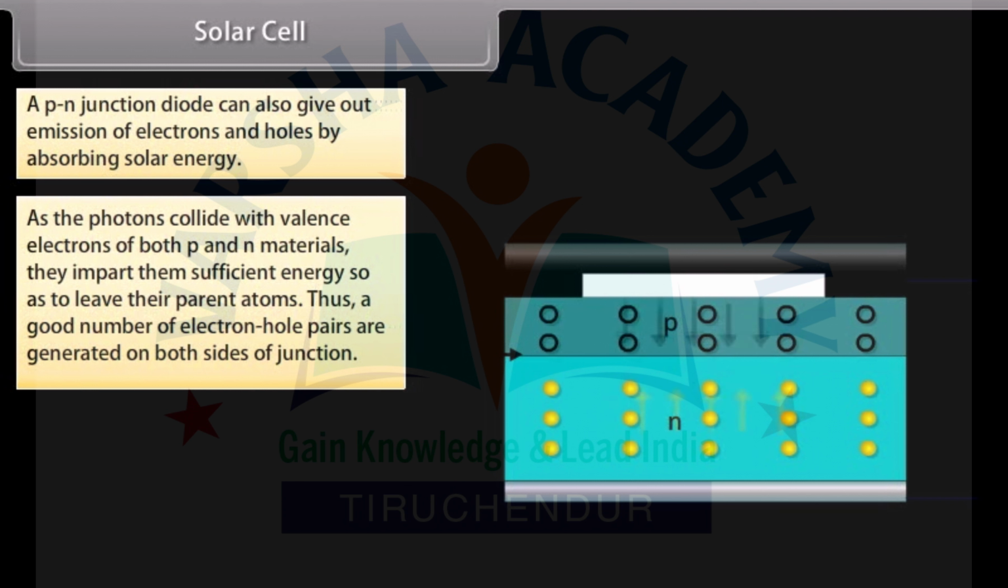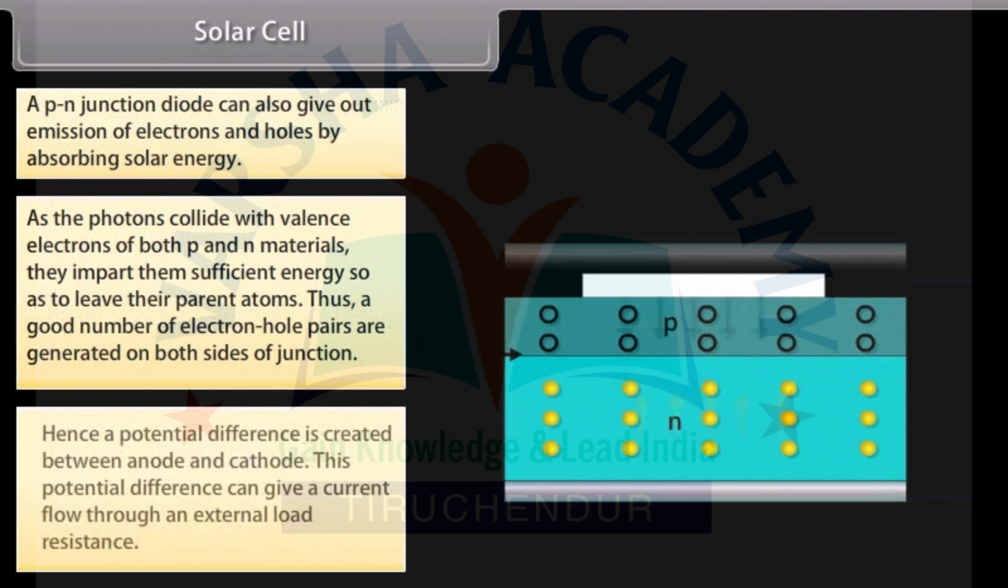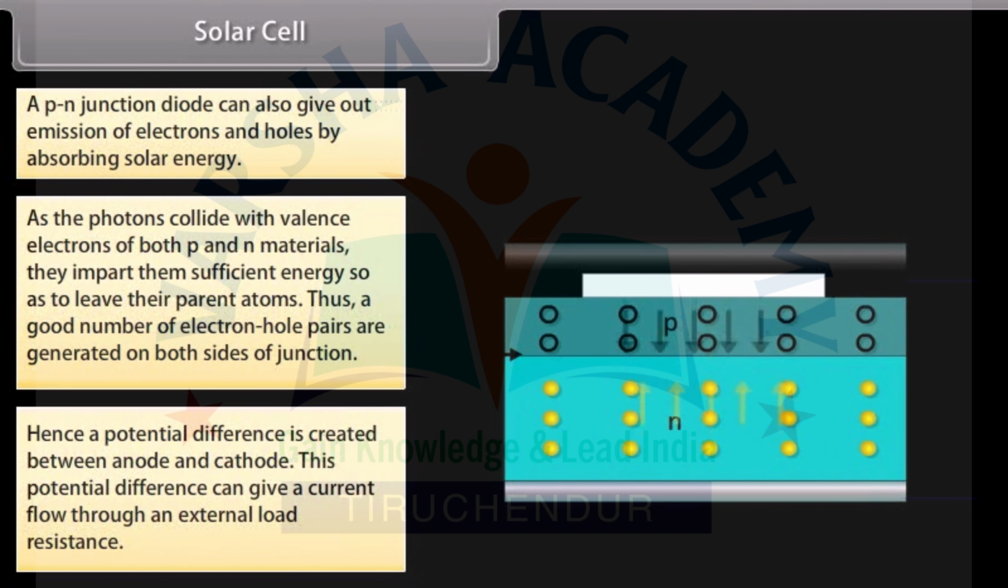As the photons collide with valence electrons of both P and N materials, they impart sufficient energy to leave their parent atoms. Thus, a good number of electron-hole pairs are generated on both sides of the junction. Hence, a potential difference is created between anode and cathode. This potential difference can give a current flow through an external load resistance.